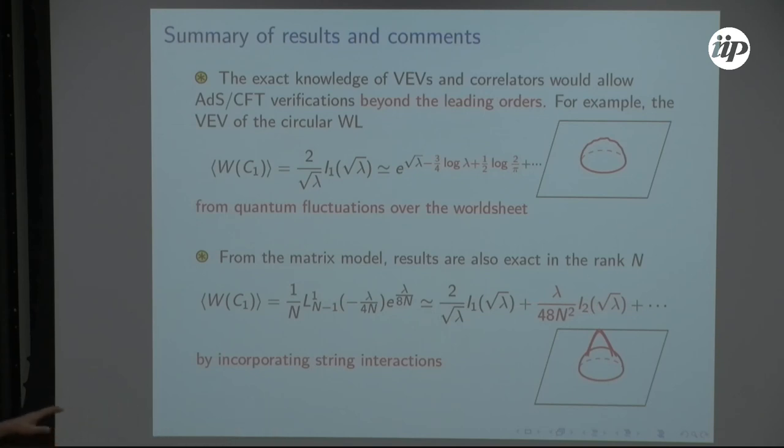And this is again a very, very nice prediction, because you have a prediction for all loops, I mean all possible string interaction corrections to this. And this is also still not verified. So this is still an open problem.